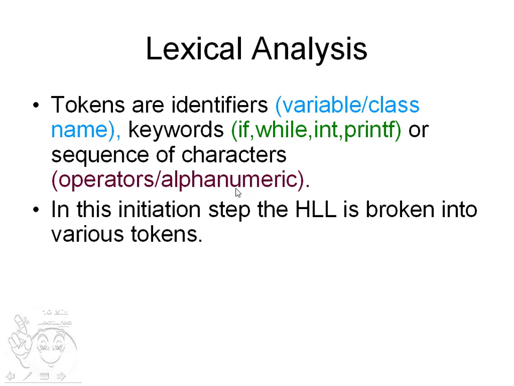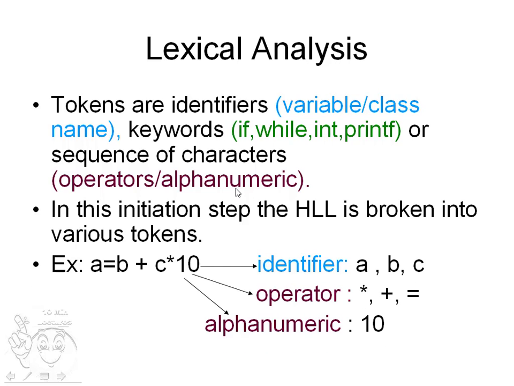So let's take an example. Let us consider this example: a equal to b plus c into 10. Let this be an expression or an equation which is a part of our program. If we have to split this statement into tokens, how would it be? The first one is identifier. What are identifiers? Some variables. Here the variables are a, b and c. So these three are tokens. And after that, plus, equal to, and the multiplication sign, asterisk, are called operators.